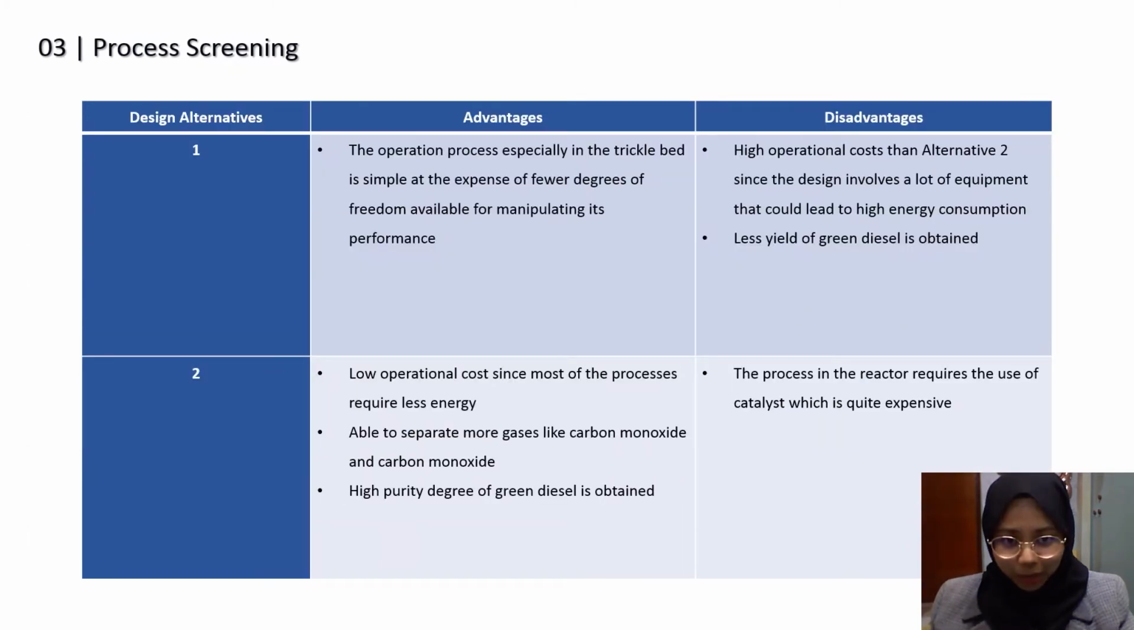Based on the comparisons of the two design alternatives above, design alternative 2 was selected for the plant design. This is because the technology used for the production of green diesel has higher purity of the product, which is up to 98% compared to design alternative 1, which is only at 80%. The capital and operational costs are much lower compared to design alternative 1. Other than that, the resource recovered, which is the hydrogen gas, can be recovered and sold, which can generate additional profit for the plant.